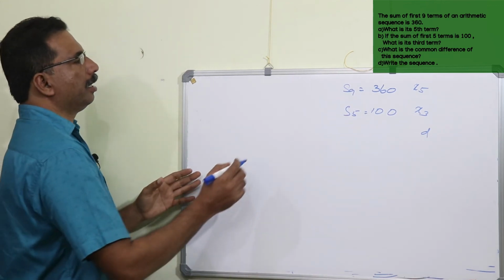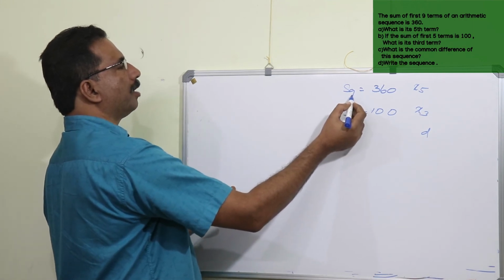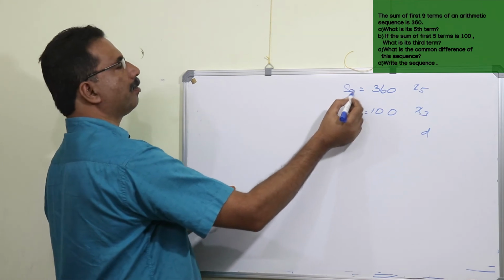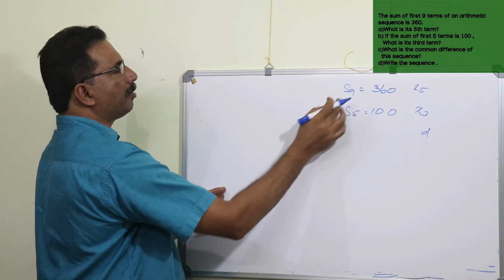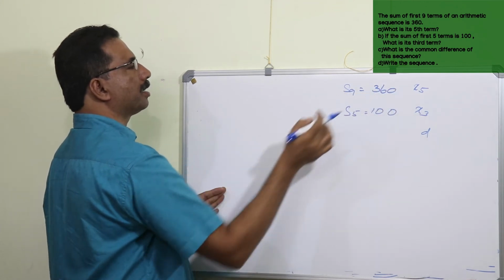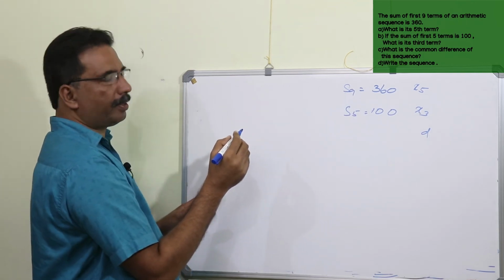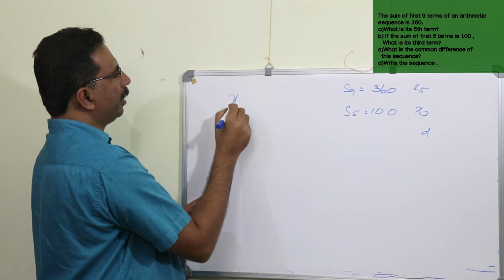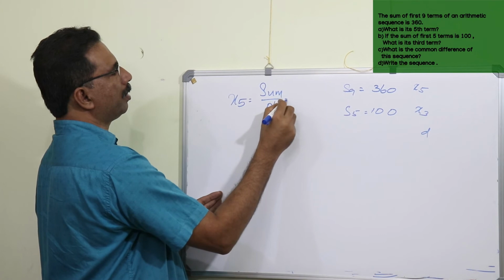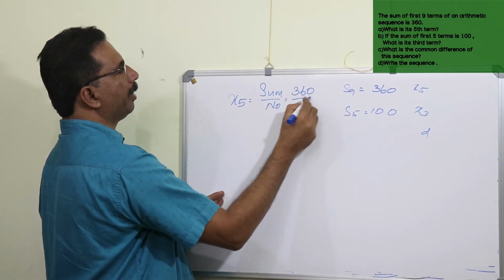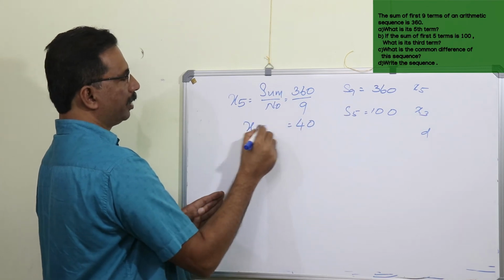Very simple. ഇവിടെ എല്ലാം നമ്മൾ ഉപയോഗിക്കുന്നത് sum is equal to, if number of terms is odd, then sum is equal to middle term into number of terms. Here we have sum of the 9 terms is 360. Therefore, 9 ടൈംസിൻ്റെ സം 360 ആണെങ്കിൽ മിഡിൽ ടൈം ഏതാണ്? ഫിഫ്ത്ത് ടൈം. Then fifth term is equal to sum divided by number is equal to 360 divided by 9. What is that? 40. So fifth term is 40.